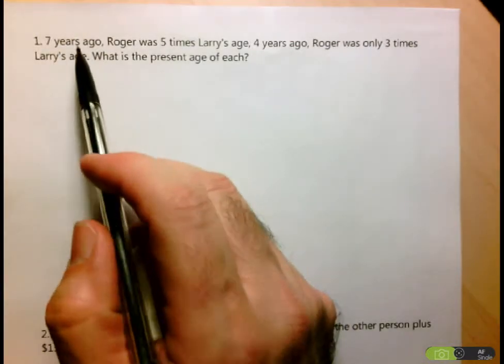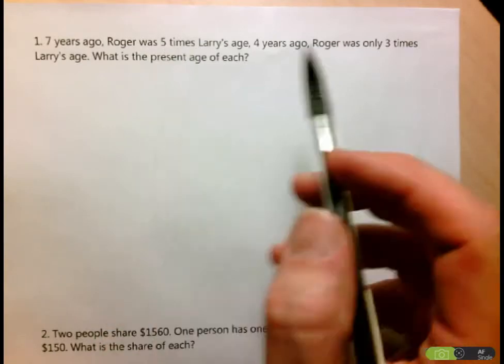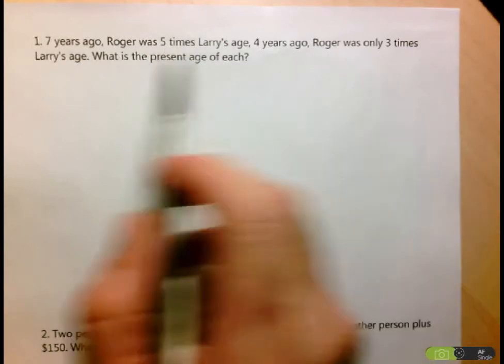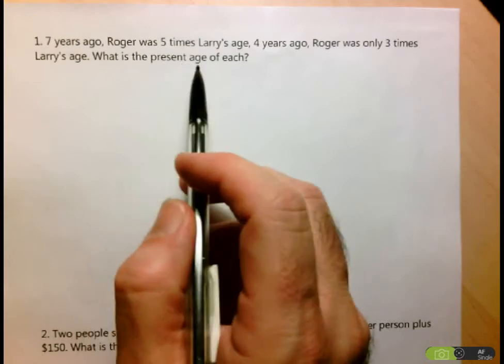So it says 7 years ago Roger was 5 times Larry's age. 4 years ago Roger was only 3 times Larry's age. What is the present age of each?